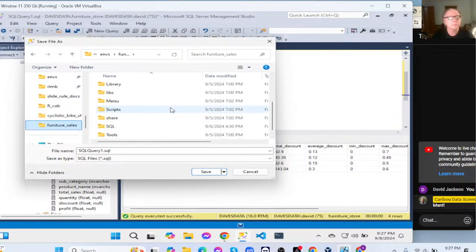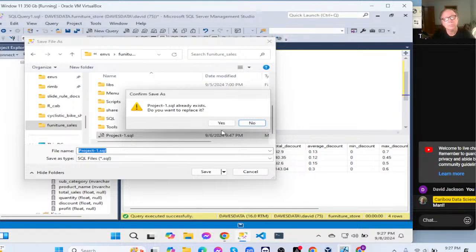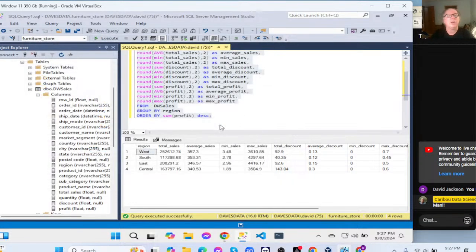I find it interesting, we actually have some negative profits there. And again, the West has the biggest one. Okay, so let's save this.